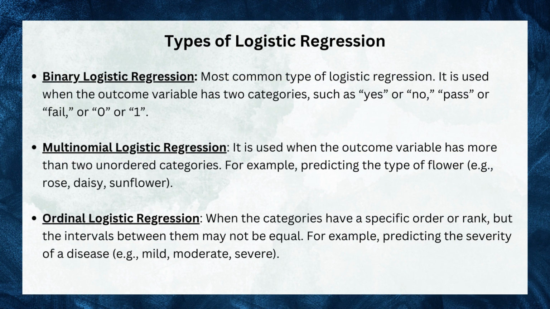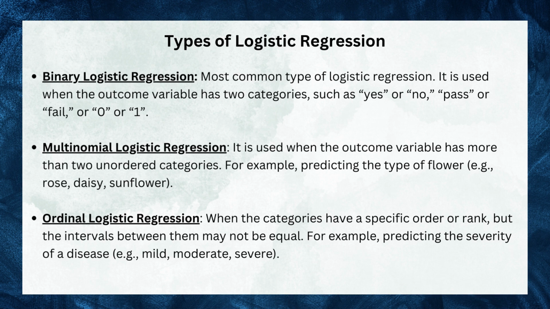Types of logistic regression. First, binary logistic regression is the most common type of logistic regression and is used when the outcome variable has two categories, such as yes or no, pass or fail, or 0 or 1. And in our previous example, we used binary logistic regression with categories admit or reject.